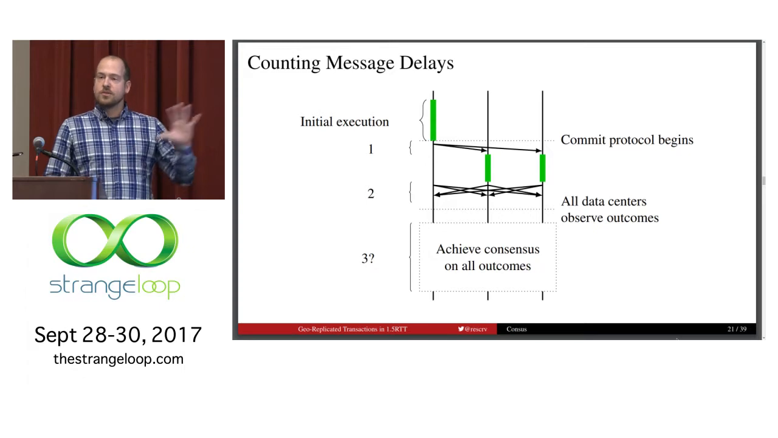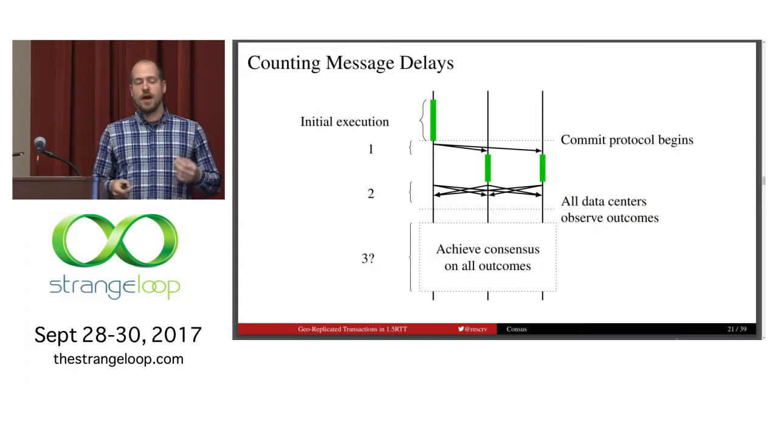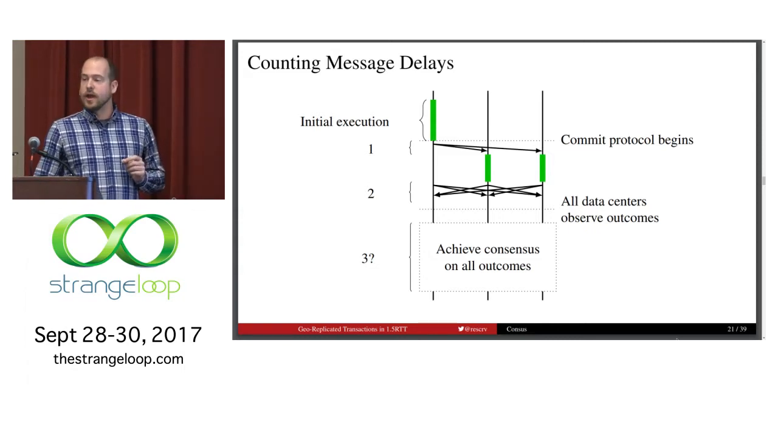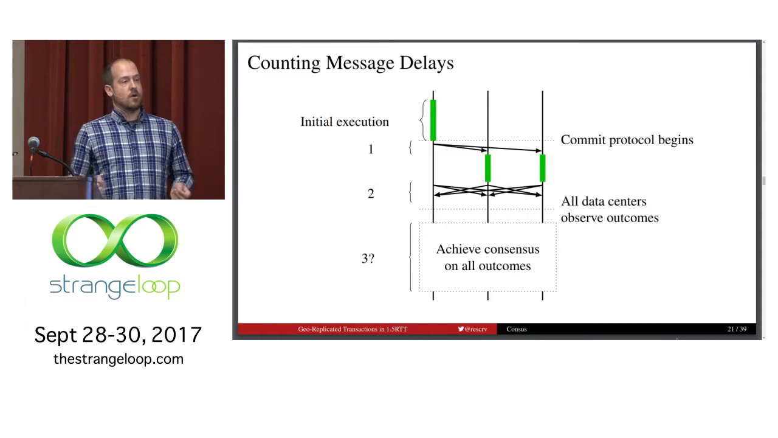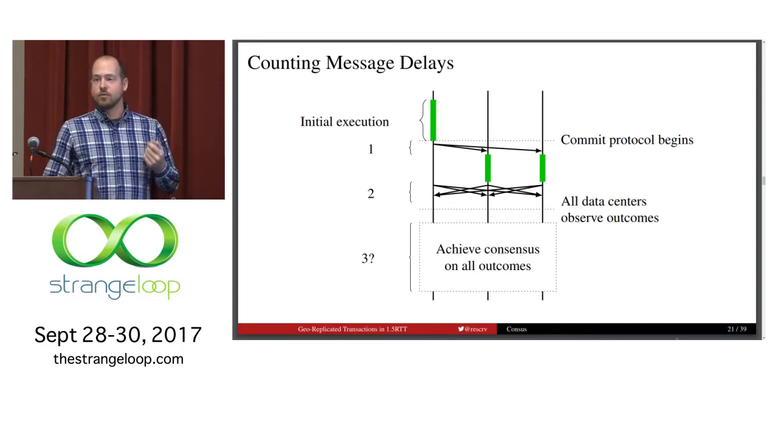So back to this diagram, if we want to count message delays, we've got 1 broadcast to broadcast the initial log, 1 broadcast to tell everybody what the outcome was within our data center. And then somehow we're going to figure out consensus in one message delay. Not a round trip, 1 message delay. And so 3 message delays equals 1.5 round trips.